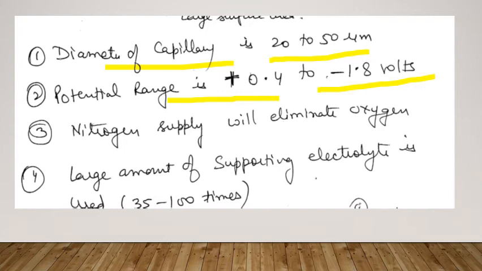The nitrogen supply will eliminate the oxygen here. The important thing here is that nitrogen is passed through the solution, which is responsible for the removal of the oxygen, and a large amount of the supporting electrolyte is used. I am again putting an emphasis on that. That is, how much larger an amount we use compared to the analyte in polarography: 35 to 100 times greater than the analyte.